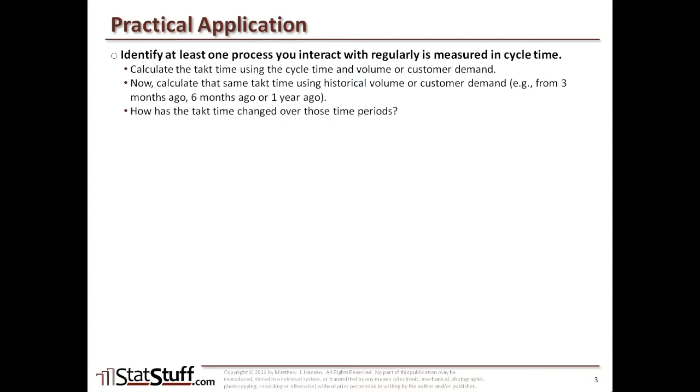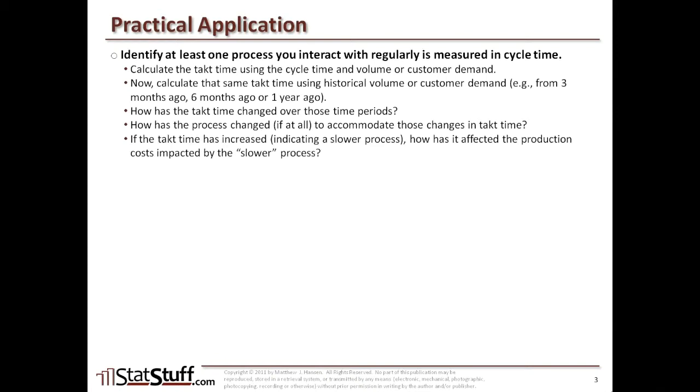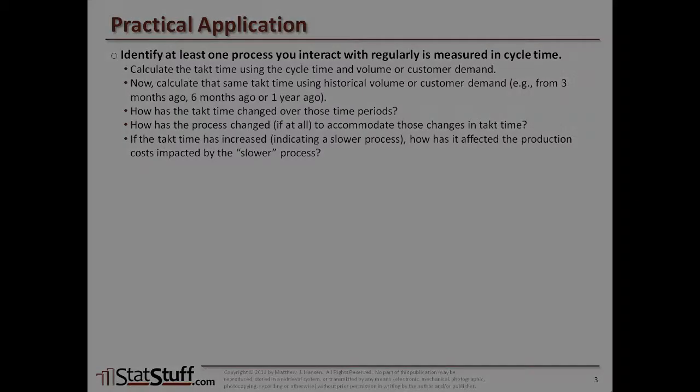So now I want you to ask yourself, how has the Takt Time changed between now and over those historical time periods? And how has the process changed, if at all, in order to accommodate for those changes in the Takt Time? And then finally, if the Takt Time has increased, that is, if it's a slower process, then how has it affected the production costs impacted by that slower process?